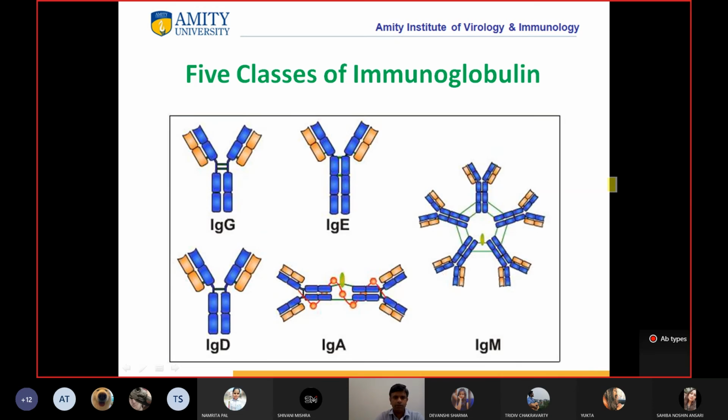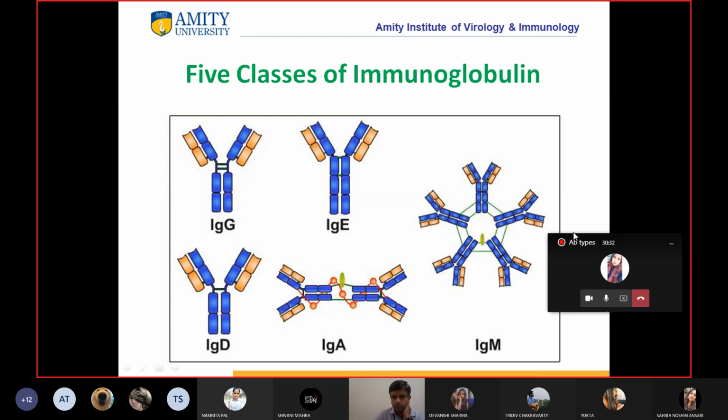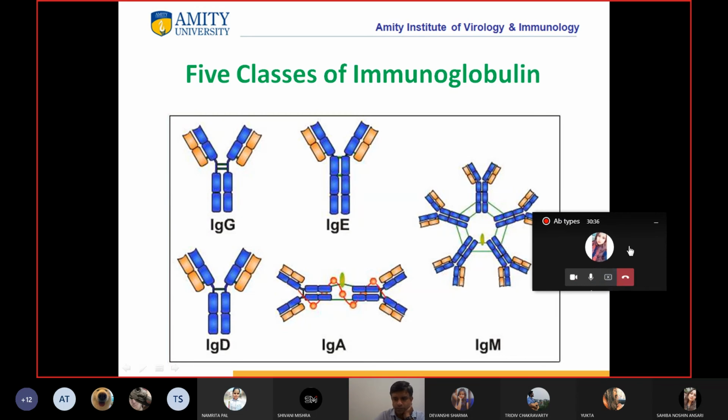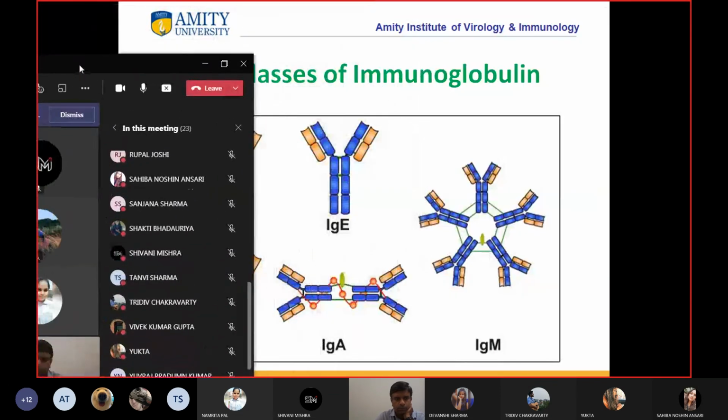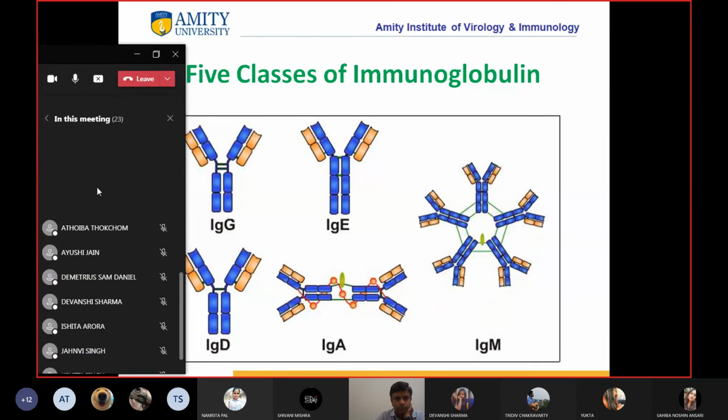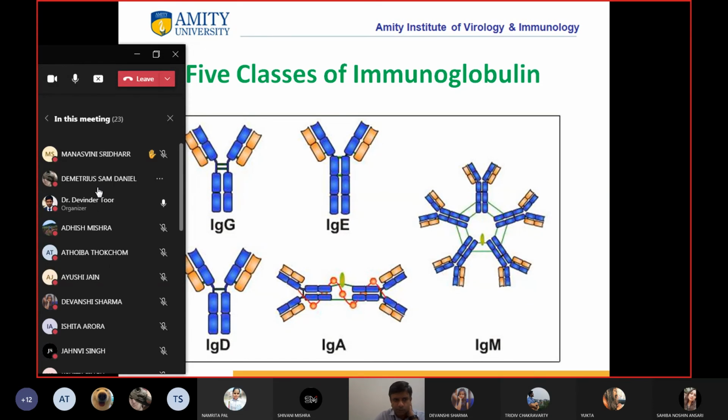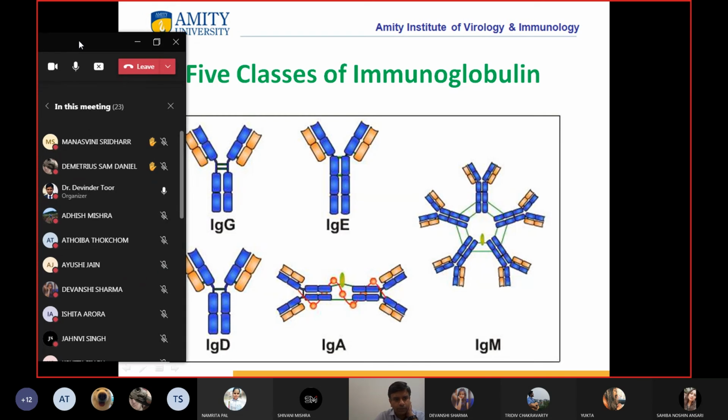So now let me show you this picture. So these are the 5 classes of immunoglobulin, and students, it's a kind of quiz here. Just see this image and try to differentiate. So if you can give me some differences, see all these classes carefully and tell me if you can find some difference here. So you can raise your hands. Okay, I can see one hand, 2 hands.